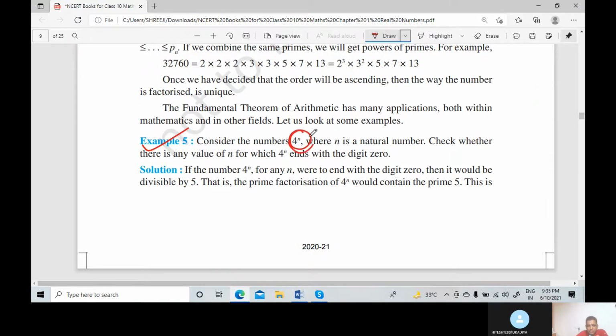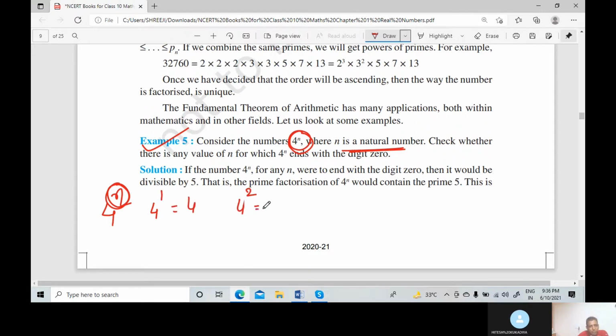Consider the number 4 raised to n, where n is a natural number. Check whether there is any value of n for which 4 raised to n ends with the digit 0. Now here we check it. How is it possible that the end digit is 0 or not? You have already studied this in 5th standard. We calculate 4 raised to n, putting in different values of n. Suppose we take n equal to 1, so 4 raised to 1 equals 4.